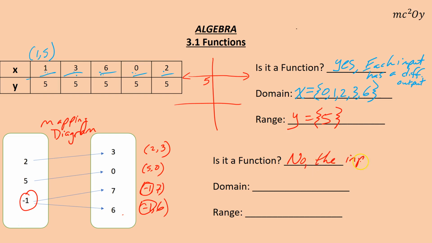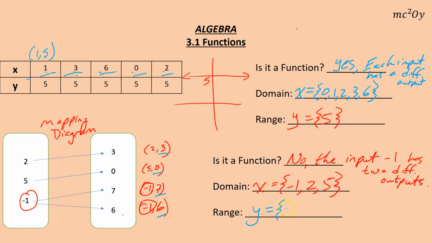the input -1 has 2 different outputs. Hopefully the domain and range is pretty easy again. Domain x equals, well, 2, 5, and -1. So -1, 2, and 5. And then the range y equals 3, 0, 7, and 6. So 0, 3, 6, and 7.